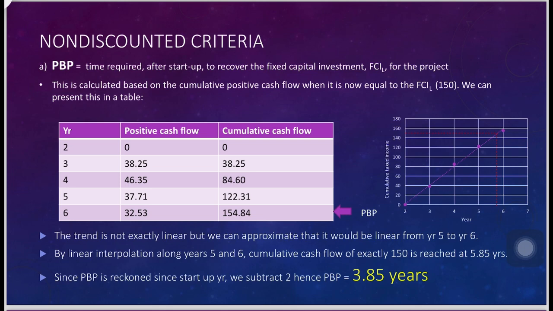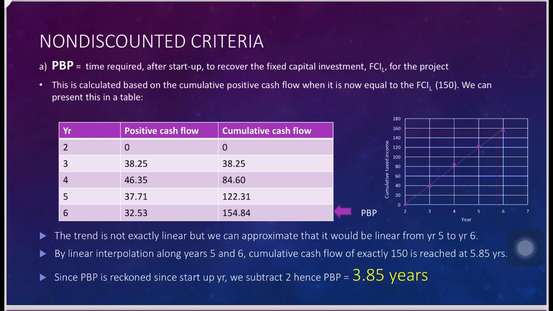Okay. So as you can see in the table, you have the positive cash flows. But if you look at the cumulative cash flow, it is at year 6 that we reach more than 150. If you're going to plot that, the trend is not exactly linear, but we can approximate that it would be linear from year 5 to year 6.